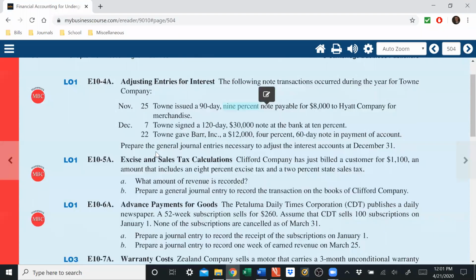Let's go with the second one. On December 7th, we signed a 120-day 30,000 note at the bank at 10%. So we borrowed 30,000 from the bank, December 7th. On December 31st, we got to recognize interest on this note that we owe the bank. Even though we don't have to pay them yet, we will pay back the principal and all the interest 4 months after December 7th, 120 days, essentially. So how many days elapse between December 31st and December 7th? 31 minus 7, 24. So we need to recognize 24 days of interest expense.